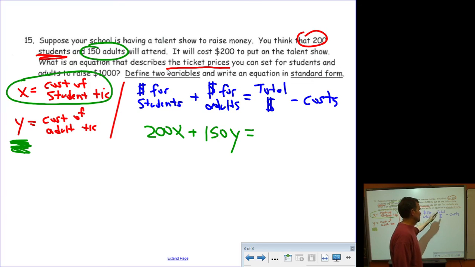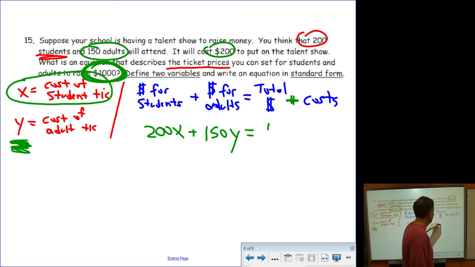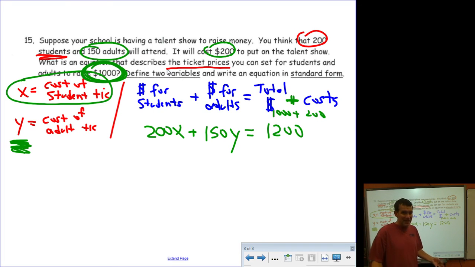And that is going to equal the total dollars I make, which is $1,000, but I have $200 in costs. So if I want to make $1,000, I'm actually going to have to add that on to the money I want to make so that I can then spend it. And this would be $1,200. The $1,000 I want to make plus the $200 I need for costs so that I make $1,000, right? And that would be my equation. All right.